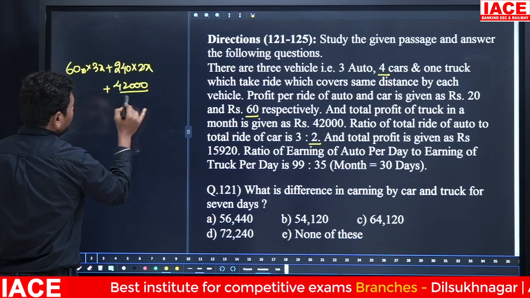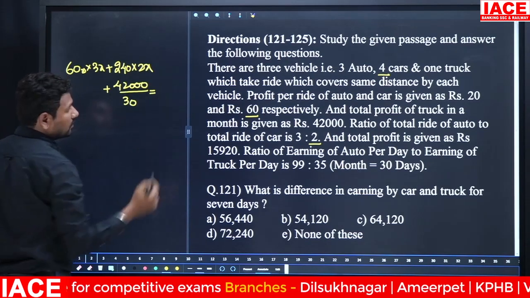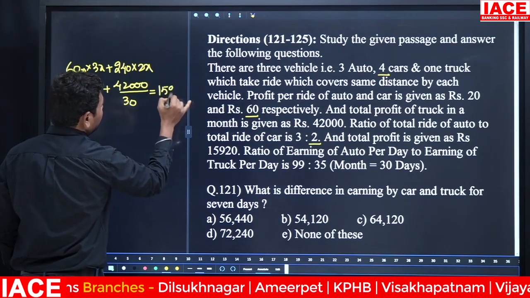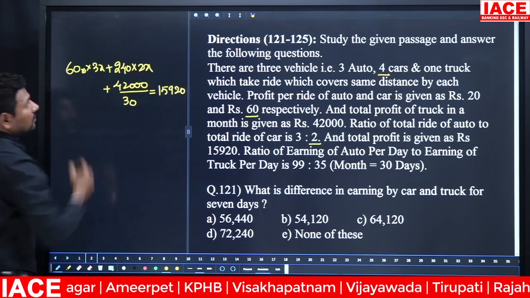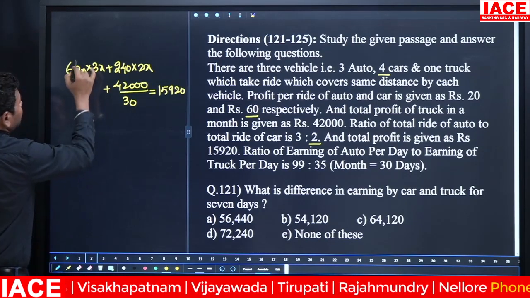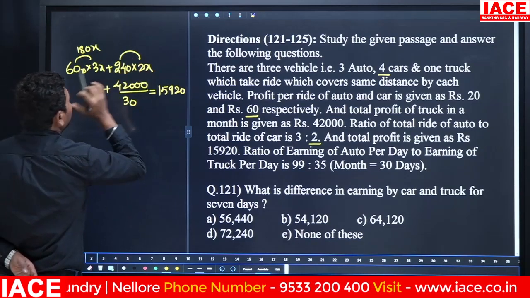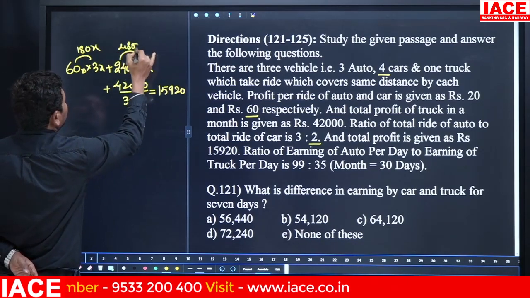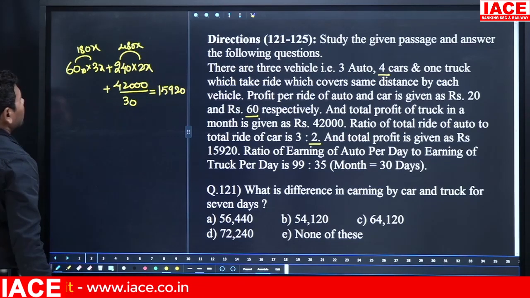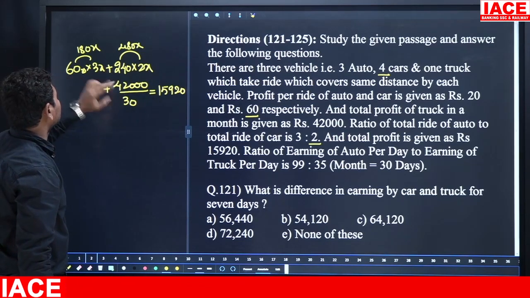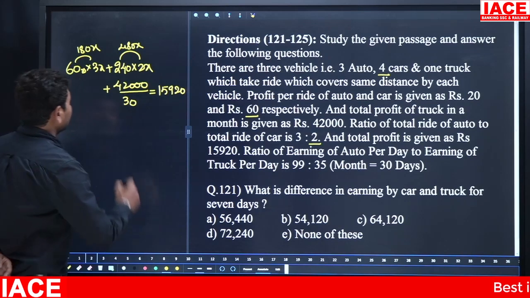42,000 divided by 30 days is 1400, which together equals the total value 15920. We have to solve this. 3 into 60 is 180x and 4 into 60 is 240, into 2 is 480x. 180x plus 480x is equal to 660x.